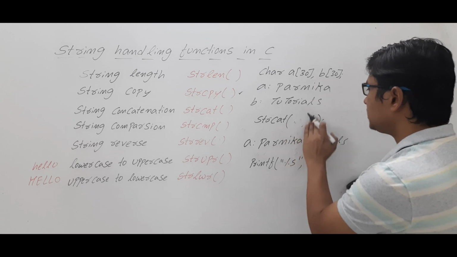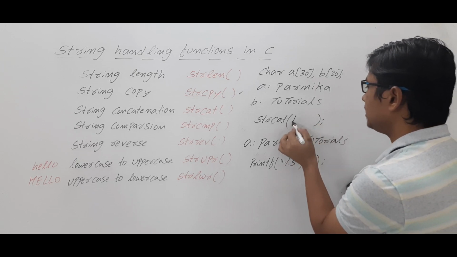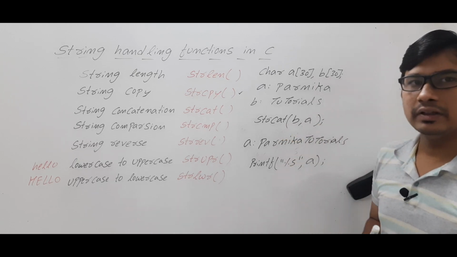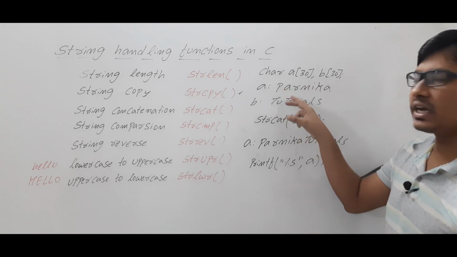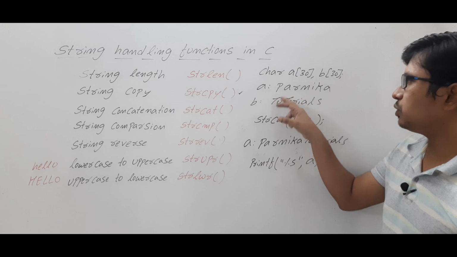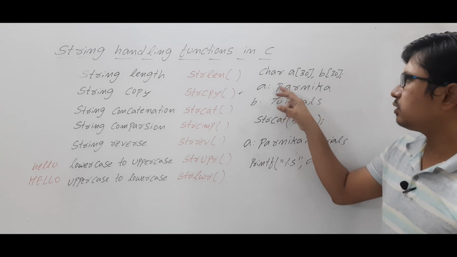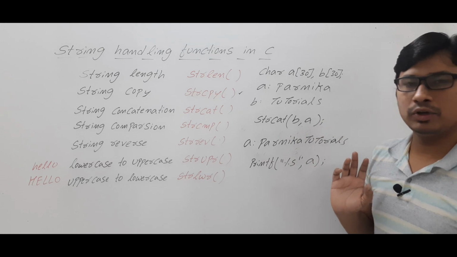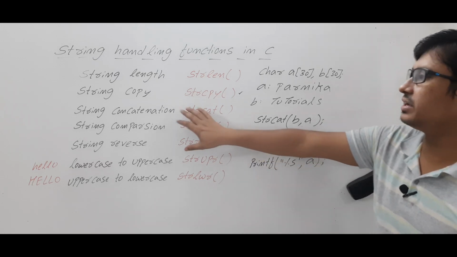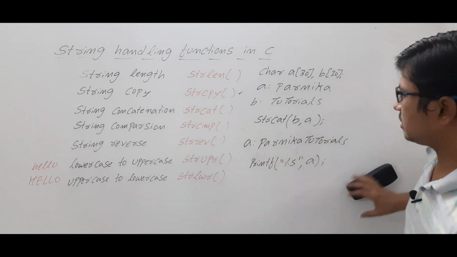Suppose if you mention it as B comma A, then what will happen? Then tutorials will be concatenated with Parnika, so it will become tutorials Parnika, and that one will be stored in the array called B. Are you able to understand it or not? So this is the way the string concatenation will work.